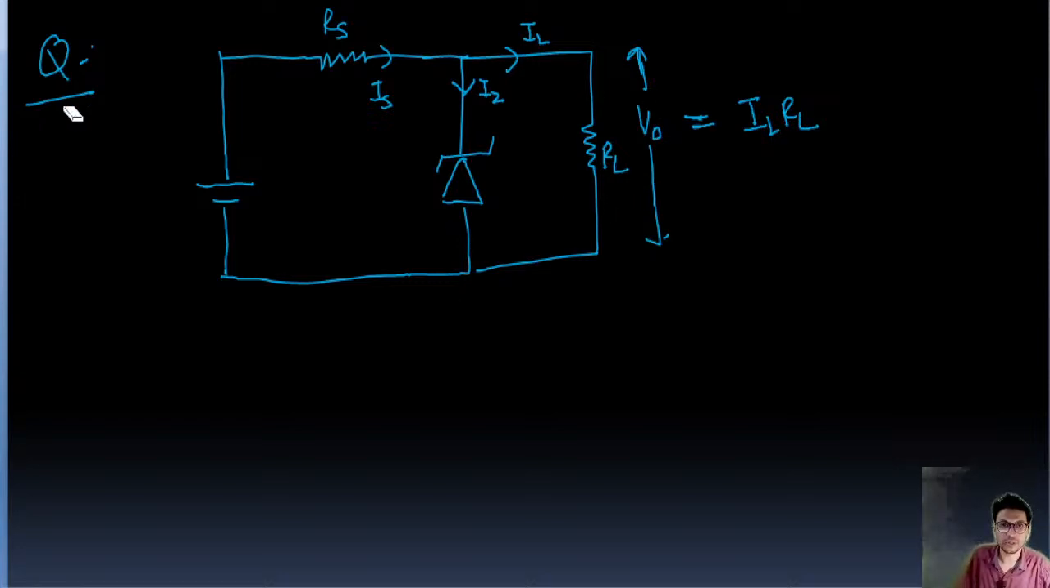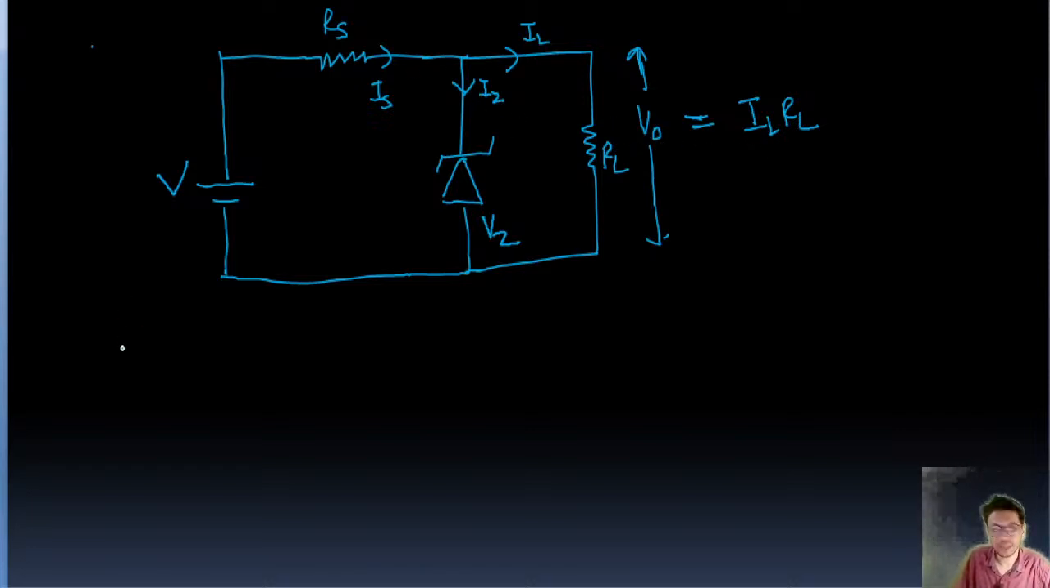So this is not the question. I'm explaining the circuit for a Zener diode. This is the battery, this is resistance, and here this is a Zener diode, guys. The Zener voltage is suppose VZ. VZ is the Zener voltage, and the output voltage is ILRL. And this is RS.